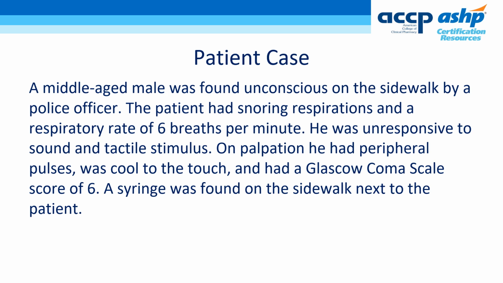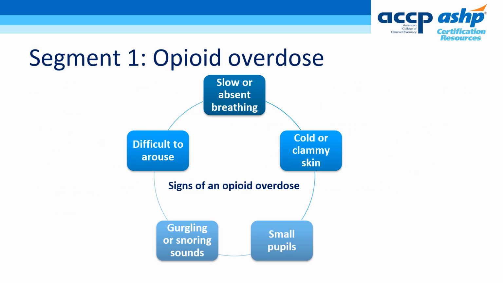Now, starting with our patient, who is a middle-aged male and found unconscious on the sidewalk by a police officer. The patient had snoring respirations and a respiratory rate of 6 breaths per minute. He was unresponsive to sound and tactile stimulus. On palpation, he had peripheral pulses but was cool to the touch and had a Glasgow Coma Scale score of 6. A syringe was found on the sidewalk next to the patient.